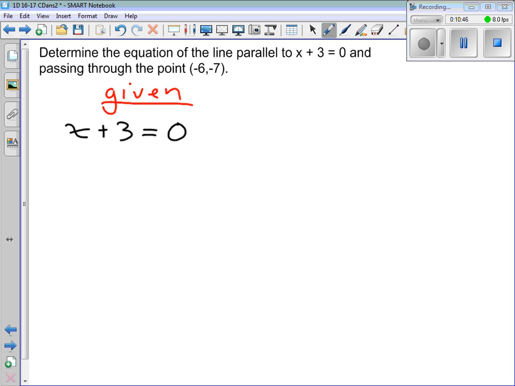Any ideas? Well, what if I move the 3 over to the other side? I subtract 3 here and I subtract 3 here, and I get x equals negative 3. Stephanie? It is a vertical line.